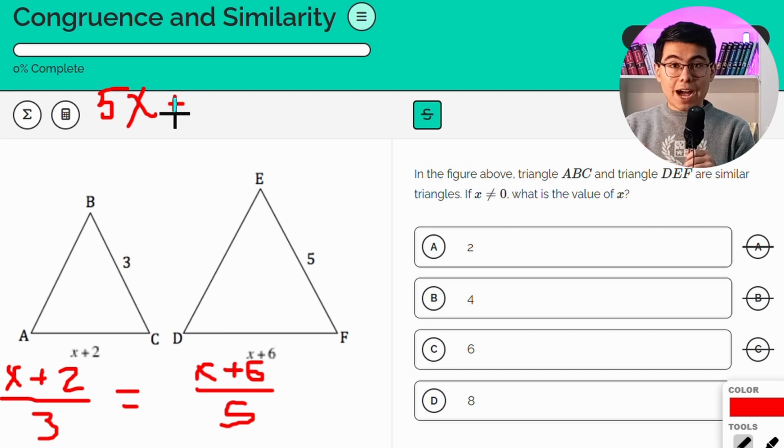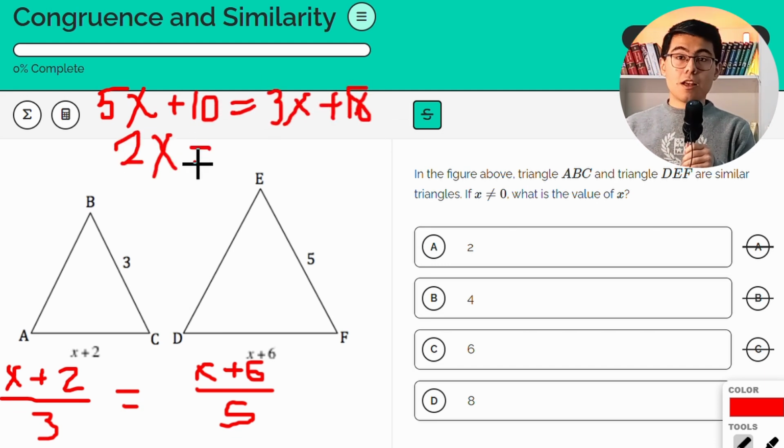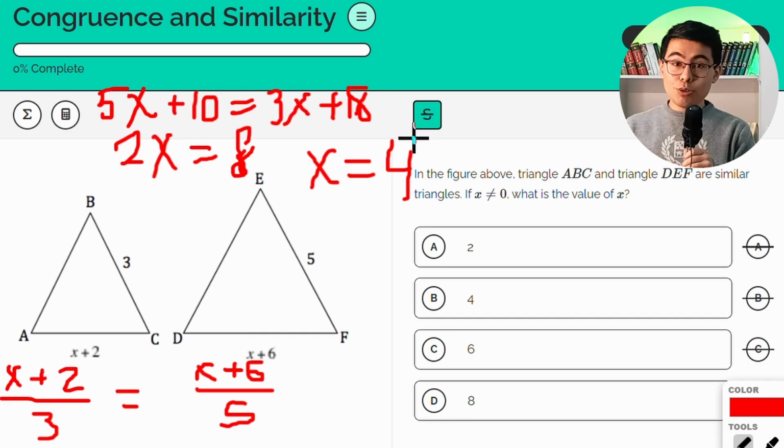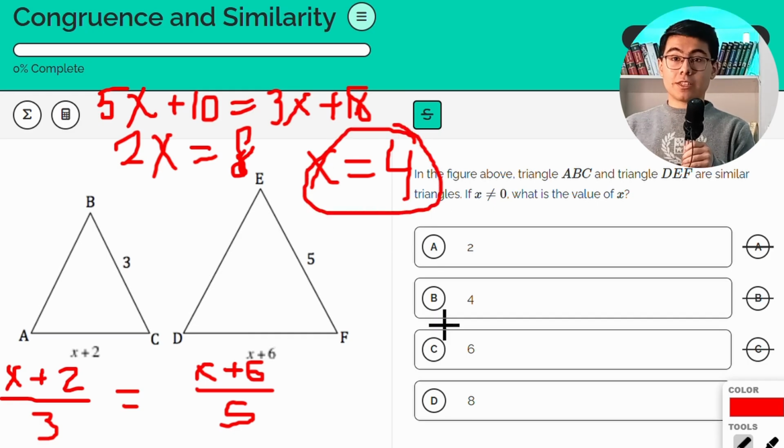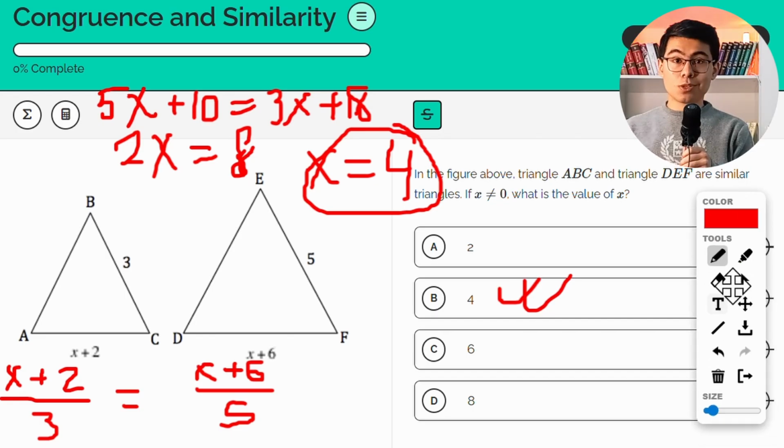From here, 5x plus 10 equals 3x plus 18. And that's gonna give us 2x equals 8. And here, x equals 4. Now, here we have the answer. So the correct answer choice is B.